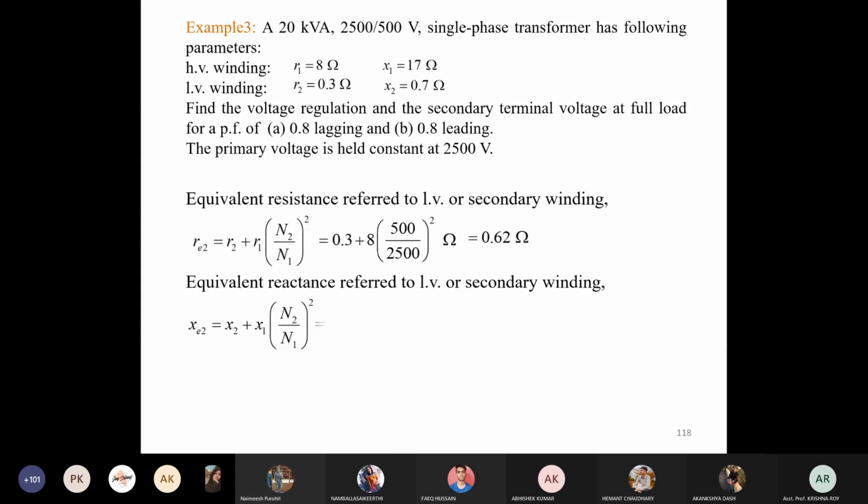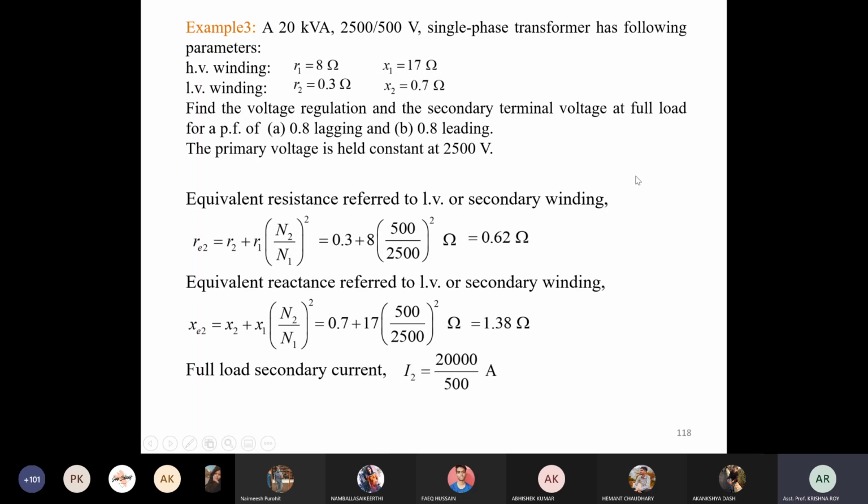1.38 ohm. Okay. Now full load secondary current. Here secondary voltage is 500 volt and the transformer power rating is 20 kVA. So using these two data we can calculate the full load secondary current, that is the rated current.